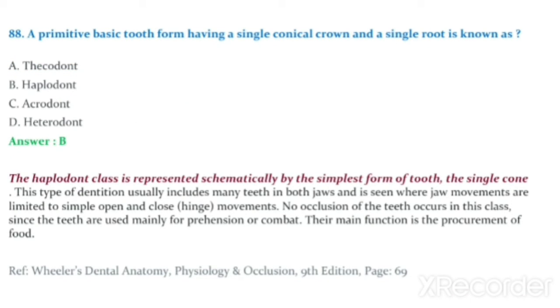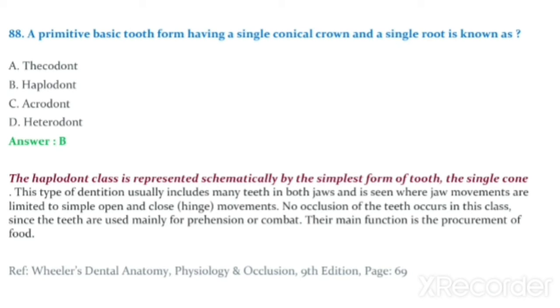Question number 88. A primitive basic tooth form having a single conical crown and a single root is known as: option A, thecodont; option B, haplodont; option C, acrodont; option D, heterodont. The answer is option B, haplodont. The haplodont class is represented schematically by the simplest form of tooth, that is the single cone.